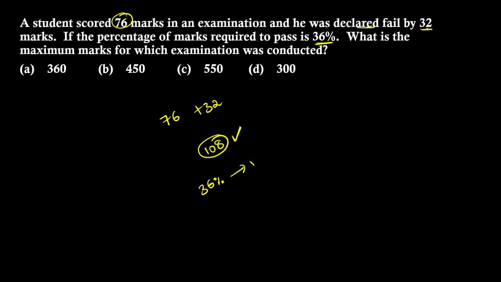If 36% is 108, then maximum marks are always 100%. If 36% is 108, then 100% is 36 times 3, 108, 100 times 3, 300 will be the answer, and it's option D. This is how we calculate questions of this kind.